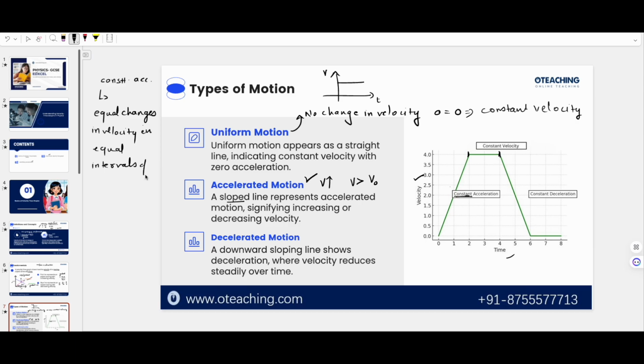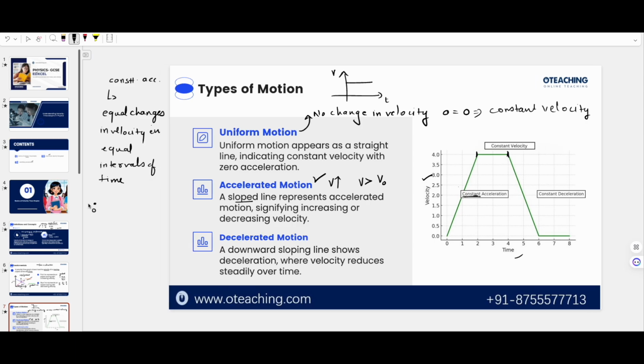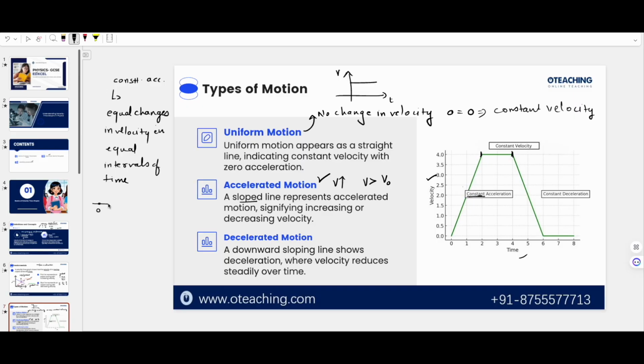Okay, in equal intervals of time. What does that mean? Suppose you start from the point O. In 1 second, you get your speed as 2 meter per second. When I'm saying speed, I'm referring to the magnitude. In the next second, it becomes 4 meter per second. So here it has been 1 second, in the next 1 second, and here it is in the next 1 second. It is the easiest example I am taking.